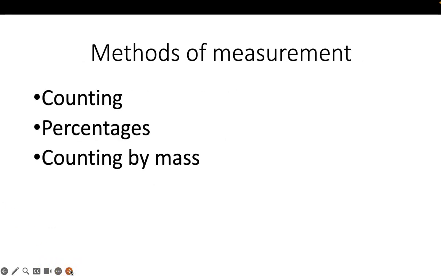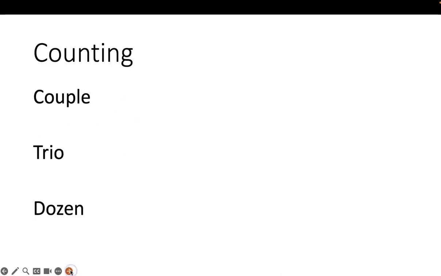So let's talk about different ways of measuring things. Counting, as we can see, will be good for some things, but it'll have its limitations. We can use percentages, and we can count by mass. When we count, you can count by ones, twos, threes, fives, tens, hundreds, thousands, millions. Here are a couple of usual ways that we count. We can count 2, which would be a couple. We can count 3, which would be a trio. We can count 12, which would be a dozen. And it goes on and on like that.